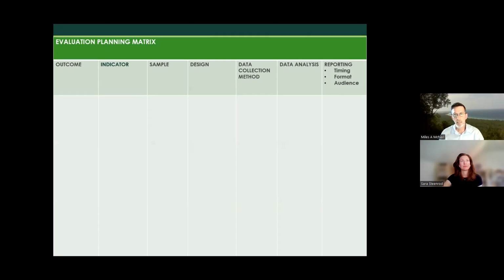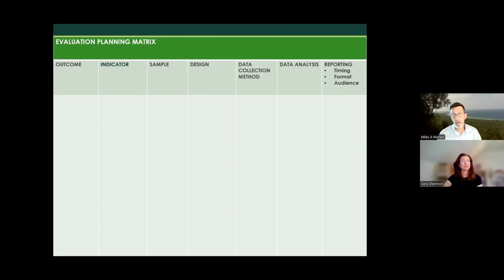So what I do is I stick whatever outcome I'm interested in measuring in the left-hand column. And then I think about what's the indicator for that outcome? In other words, what is the information that I need to gather to determine whether that outcome has been achieved? Then I need to think about my population, whether I need to sample from that population. And I need to think about my study design. What kind of design am I going to use in my evaluation? How am I going to collect data? How am I going to analyze data, and how am I going to report it?